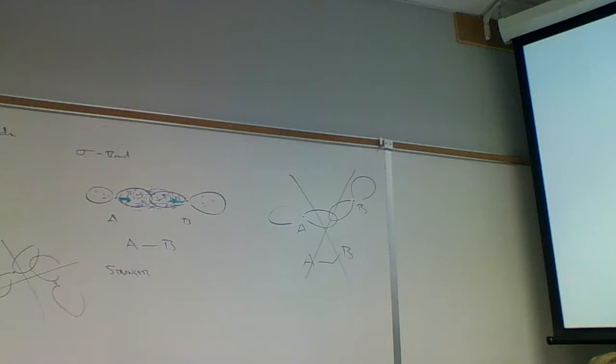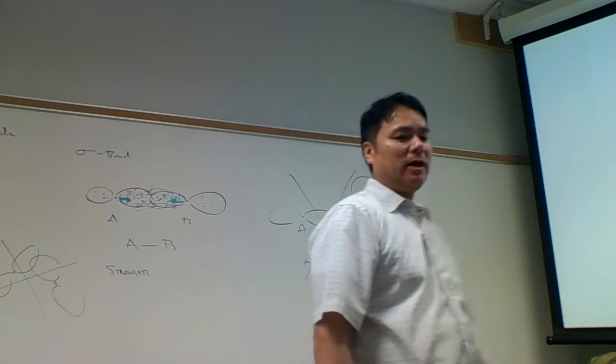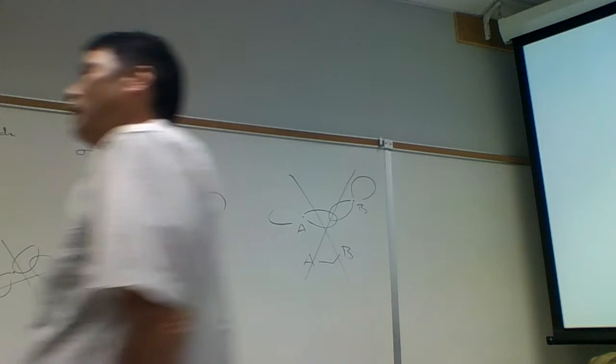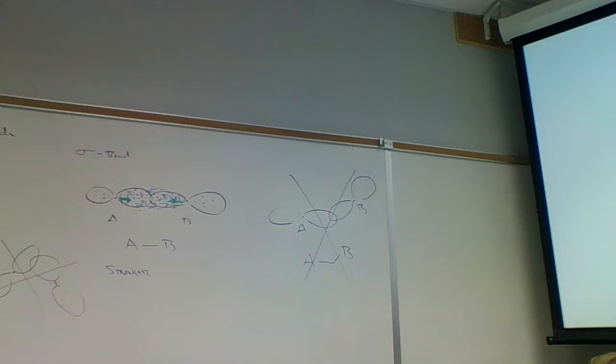When do we see pi bonds? The only time we see pi bonds is when we have multiple bonding occur, that is double bonds and triple bonds. That's when you'll see pi bonds. So far, we haven't seen any pi bonds.